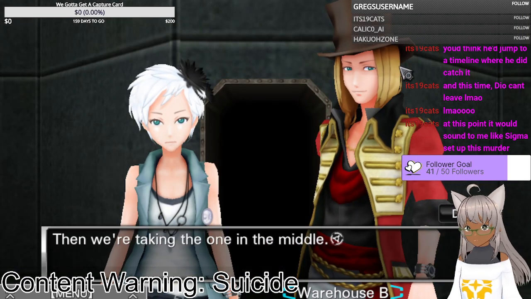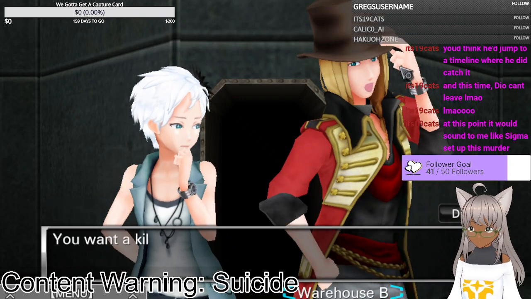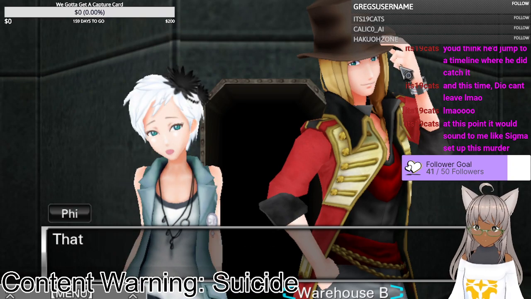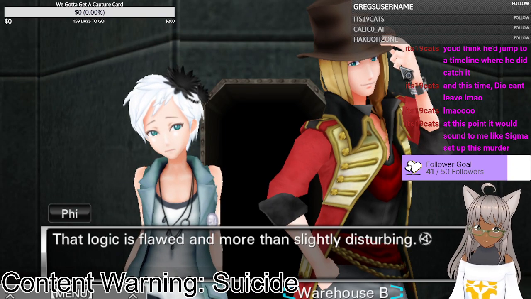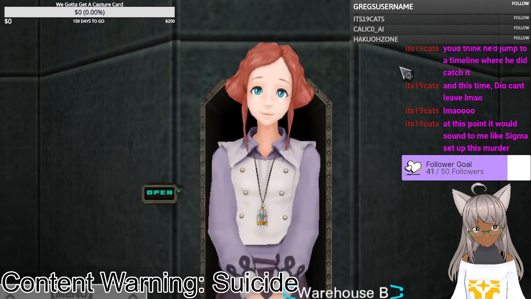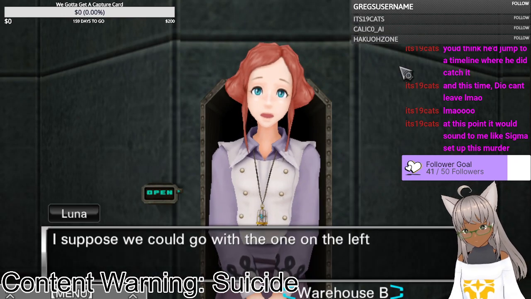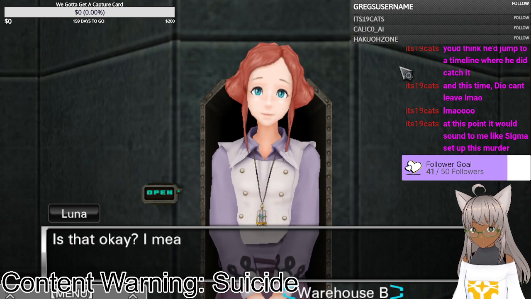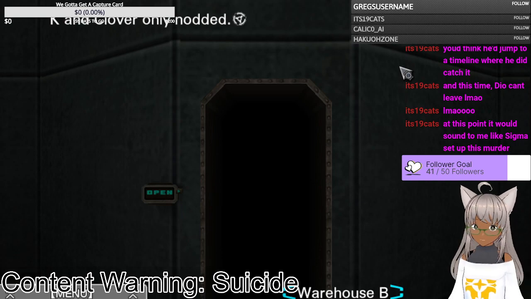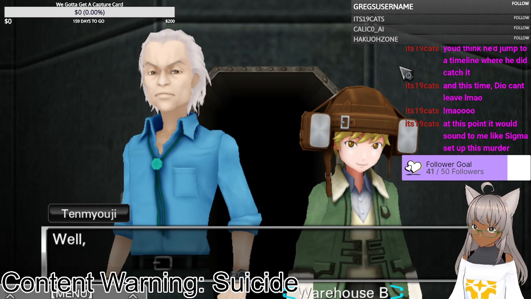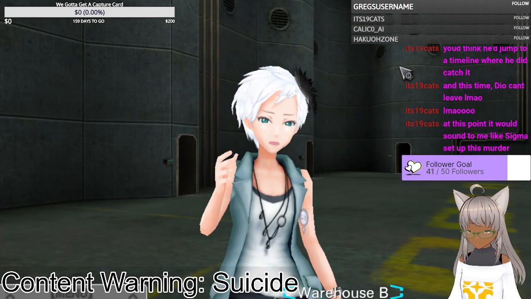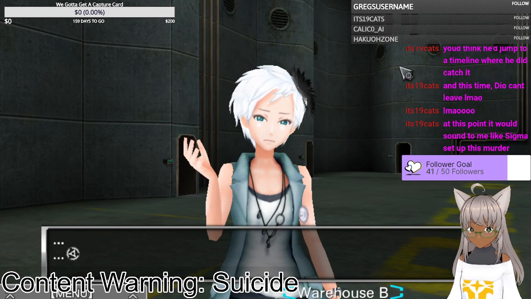Then we're taking the one in the middle. Why that one? You want a kill shot, you aim for the center. You're more likely to just miss the extremities. That logic is flawed and more than slightly disturbing. Unfortunately, I don't really have an argument, so center door it is. I suppose we could go with the one on the left. Is that okay? I mean, we could go with the other one if you want. Kay and Clover only nodded. Well, there's only one left. The door on the right. Any objections? All right, let's move.